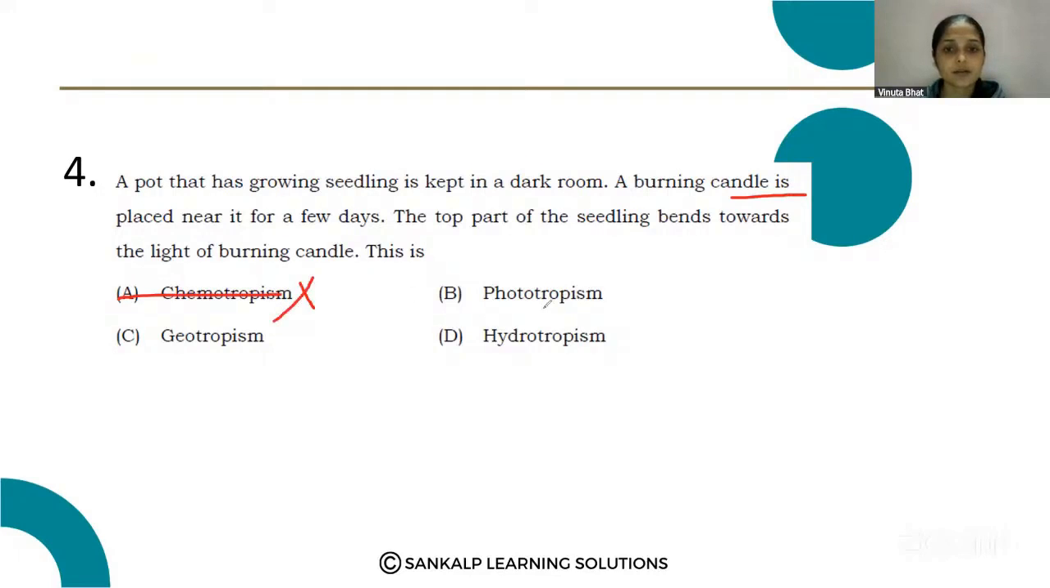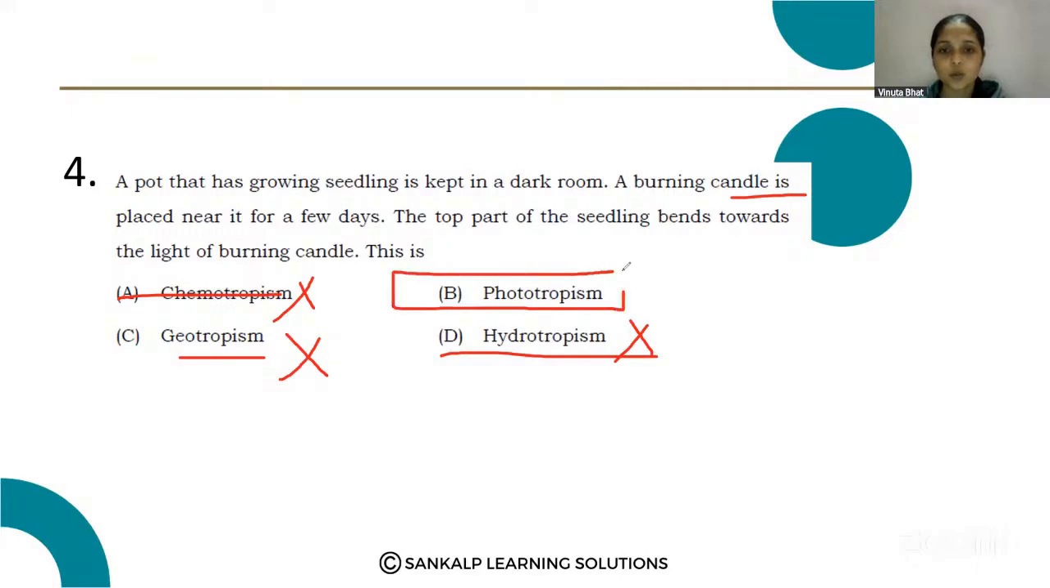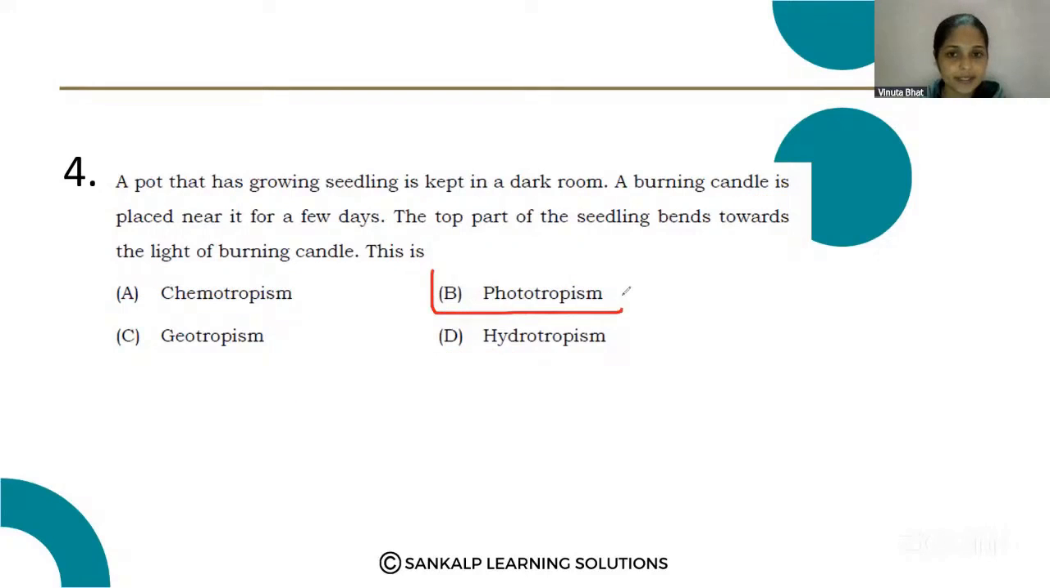The bending of the stem towards the light is not chemotropism. Geotropism is towards the soil or gravity, so that is also wrong. Hydrotropism is not the correct one. Phototropism is towards the light, so that is the correct answer. Option B is the correct answer. Yes, Sridevi, you are right. Option B is the correct answer.